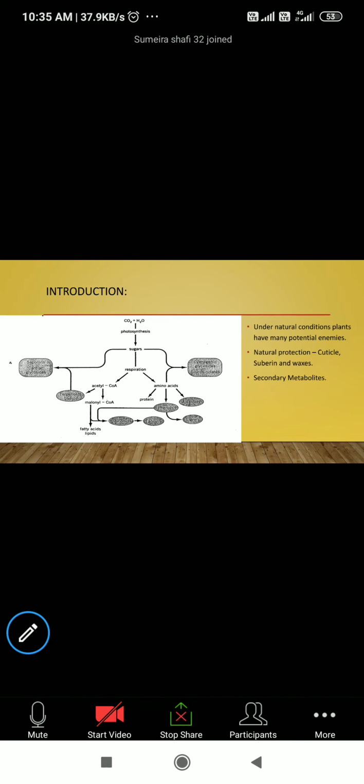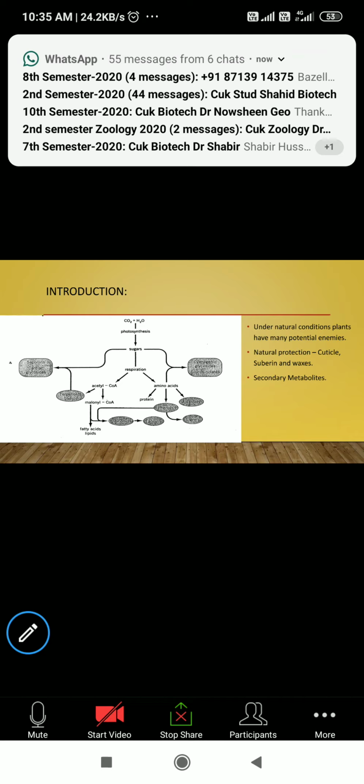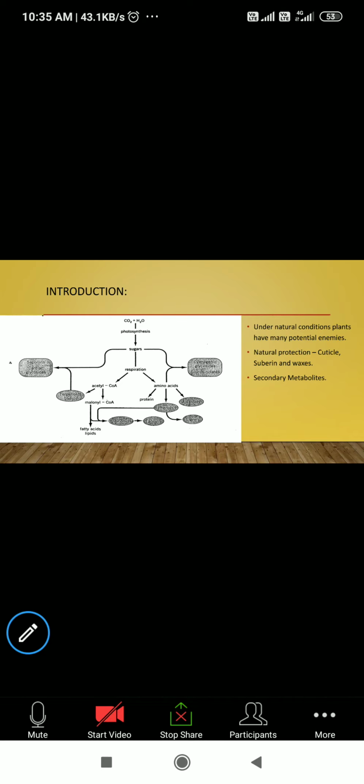The primary metabolites are those metabolites which are utilized by the plant for its growth and development. If we talk about the synthesis of proteins, amino acids, and lipids, these all come under the tag of the primary metabolites. But the secondary metabolites are produced by the metabolic action of the plants.